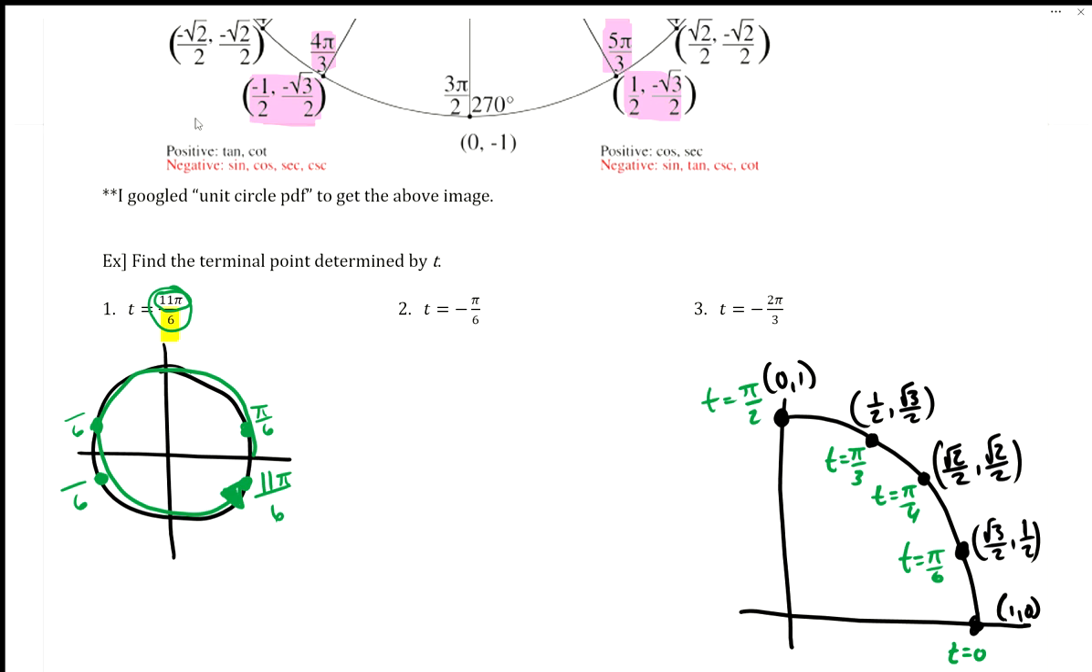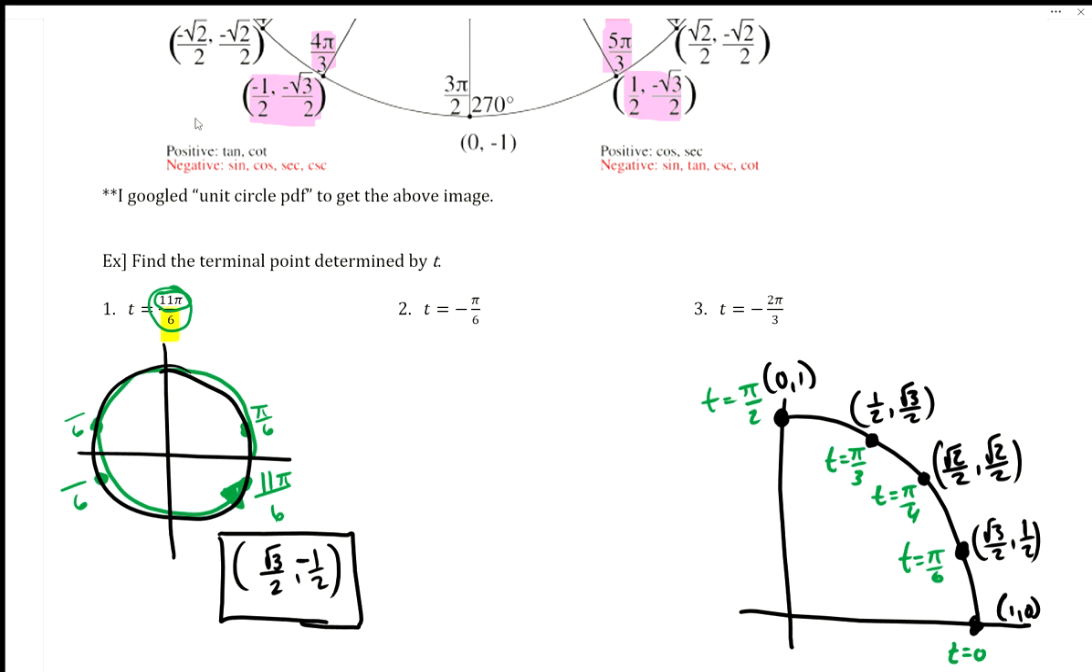Okay, but it did say find the terminal point. Well, again, if it has a 6 in the denominator, I know it's always going to look something like this, but I just need to make sure my signs are correct. I'm in quadrant 4. That must mean the y-coordinate is negative. The x-coordinate stays positive. So that is the terminal point. Okay, so let's try number 2.